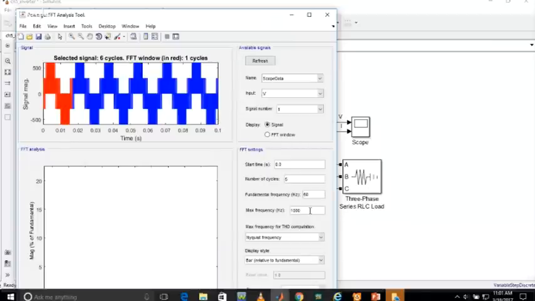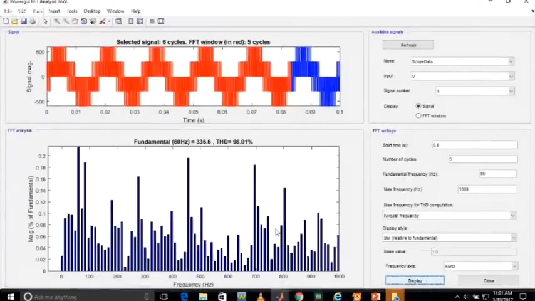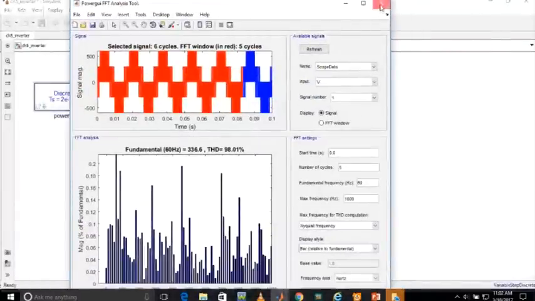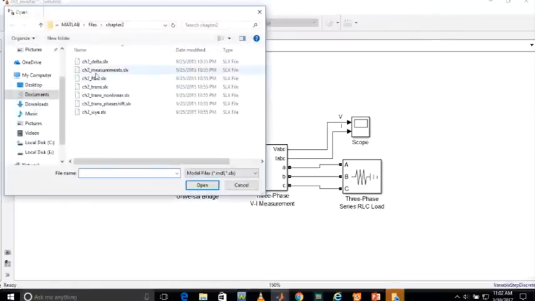We have taken 5, and the maximum frequency should be more than that. We have taken 10,000, because our signal carrier frequency is 3,000. So we are going to calculate the harmonics present at 3,000, 6,000, 9,000, so we go for 10,000, and then we go for display. As you can see in this inverter circuit, the amount of THD present is 98%. So it's not giving a good waveform. To make a better inverter system, either go for a multi-level inverter system or use filter circuits. Next we are going to check the filter circuit.